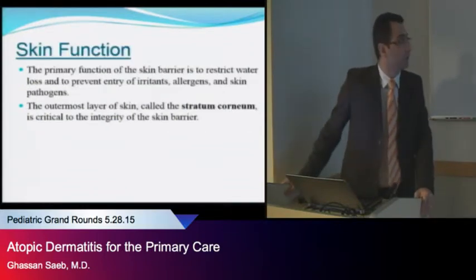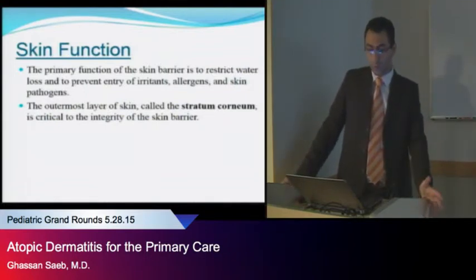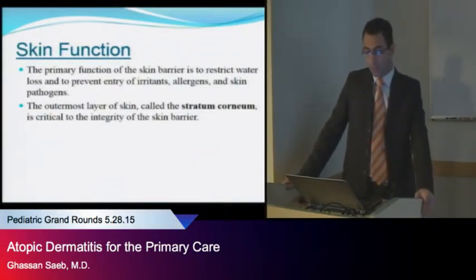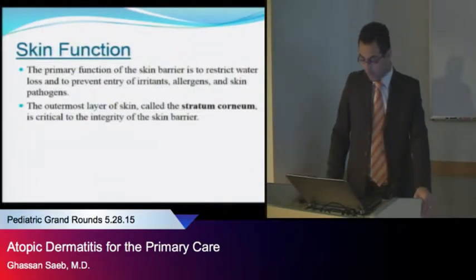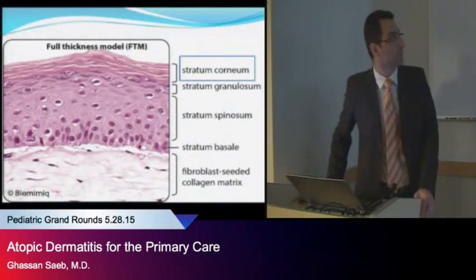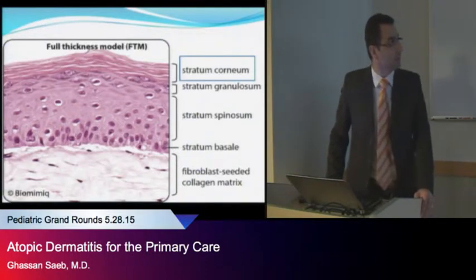Everyone knows the skin function, but just to emphasize, the most important part of the skin function is to restrict water loss and to prevent entry of irritants, allergens, and skin pathogens. The outermost layer of skin, called the stratum corneum, is critical to the integrity of the skin barrier. And this is the stratum corneum up there with the rest of the layers.